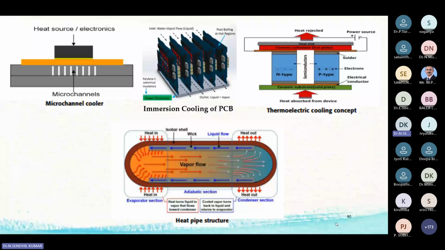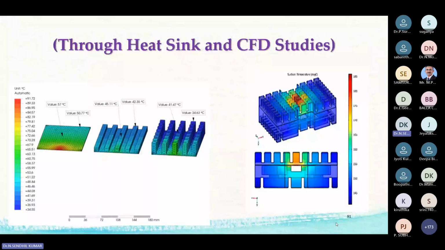So the cold junction we are keeping near the substrate, whatever the device is, so that it will cool the surfaces. That is thermoelectric cooling. These are the things there. And the other thing is heat sink studies and CFD studies.